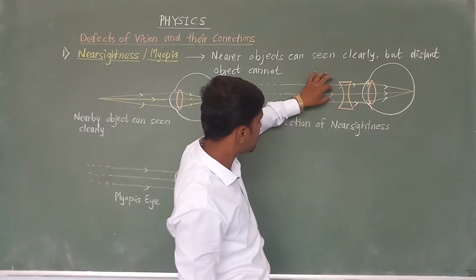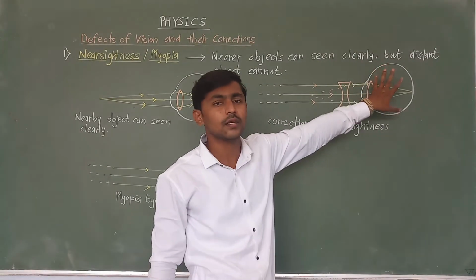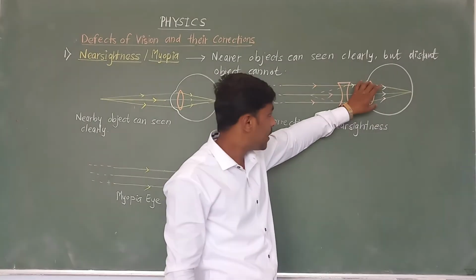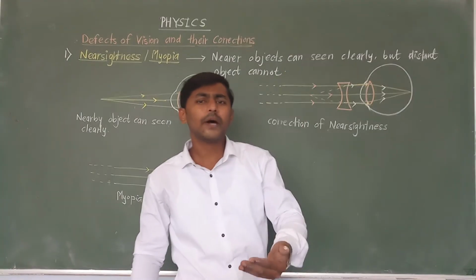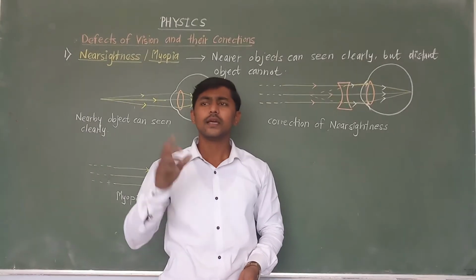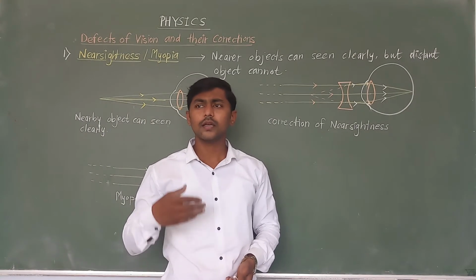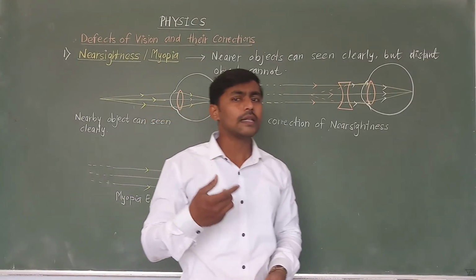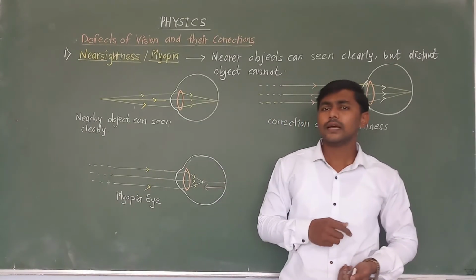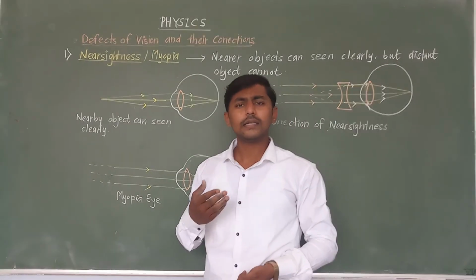We can clearly see these rays from this point are diverged like this to our eye and will converge at this point. So the person can clearly see a far object. So this is our nearsightedness. The next point we have to see is, what about farsightedness?